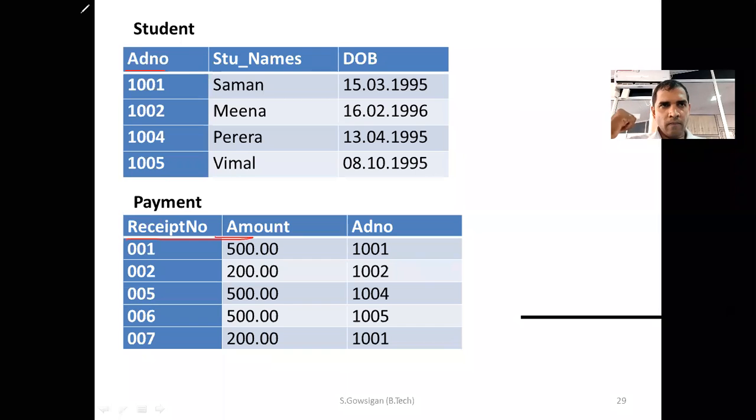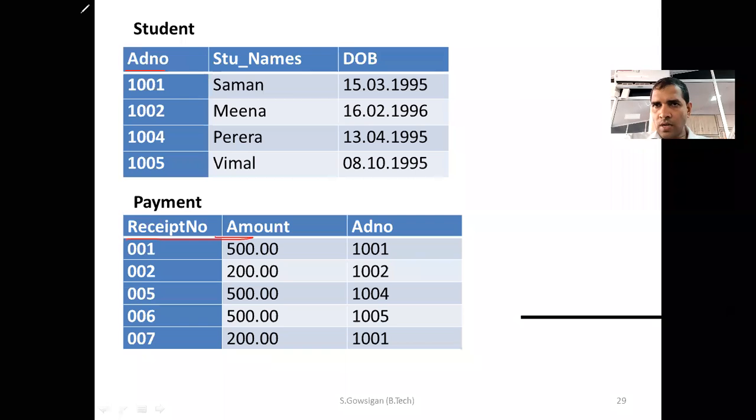Why? What's the reason? Anyone give me, justify. Because in the payment table, it is not primary. That ADNO is found in both tables. So definitely, if you have been asked to write the primary key, write the primary key along with the table name. Even if it is receipt number, right?